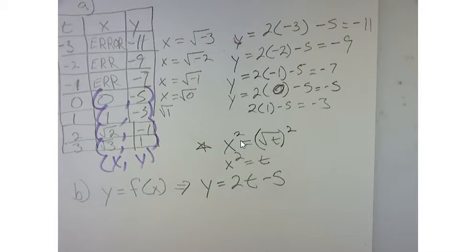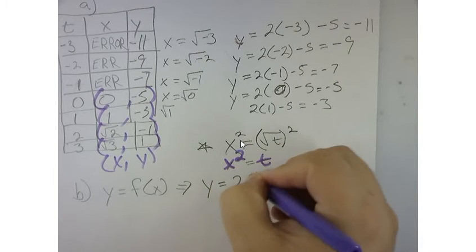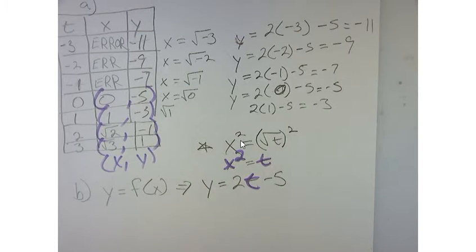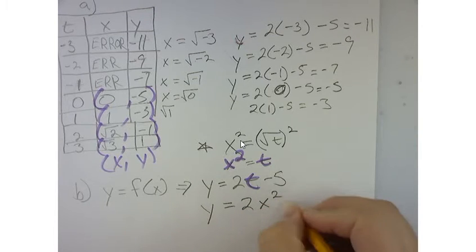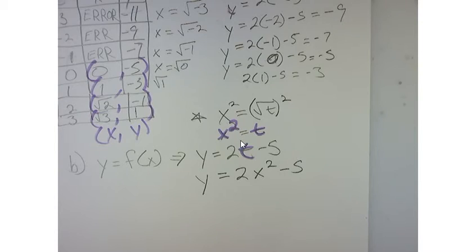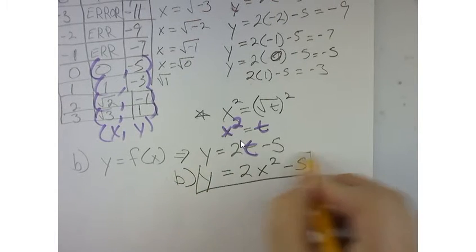So since t is equal to x squared, wherever there's a t, I'm just going to plug in x squared. So on my very next line, I would say y is equal to 2 times x squared minus 5. And that's where the parabola thing is. So that's part B. That's that parabola thing.